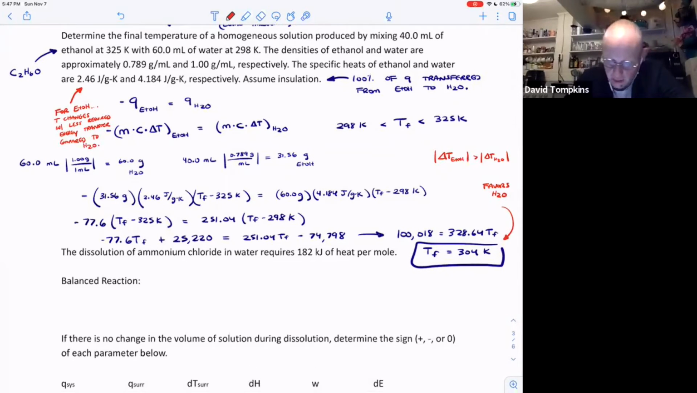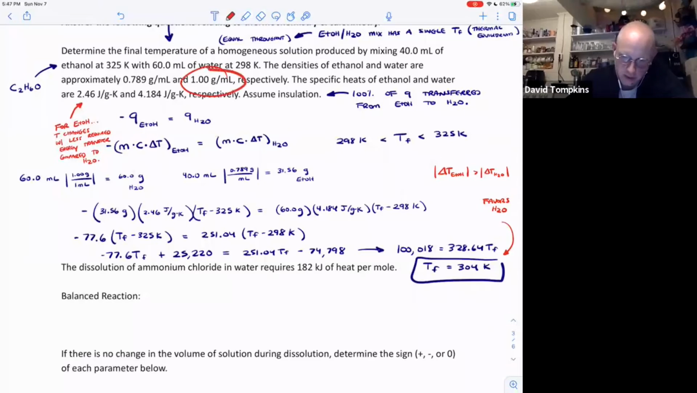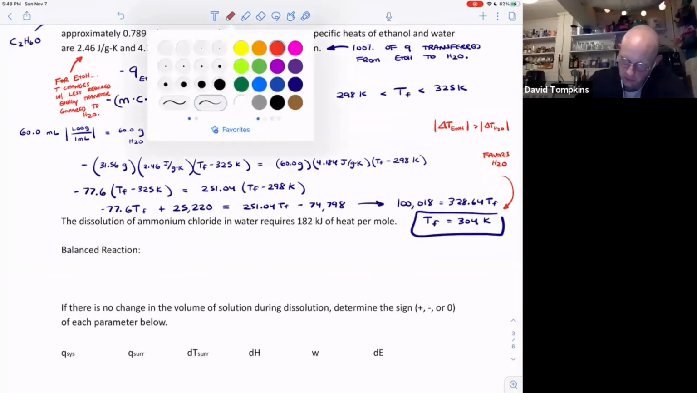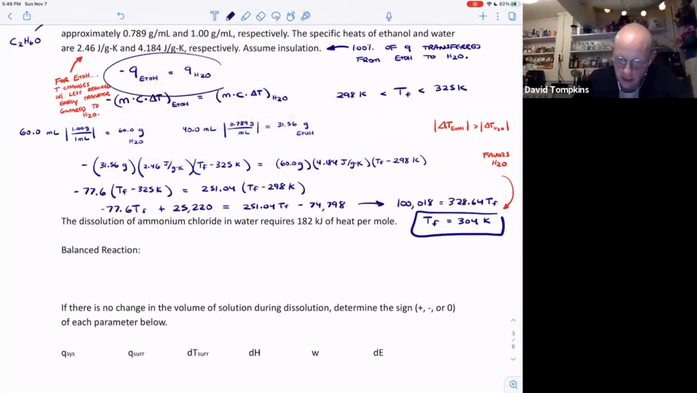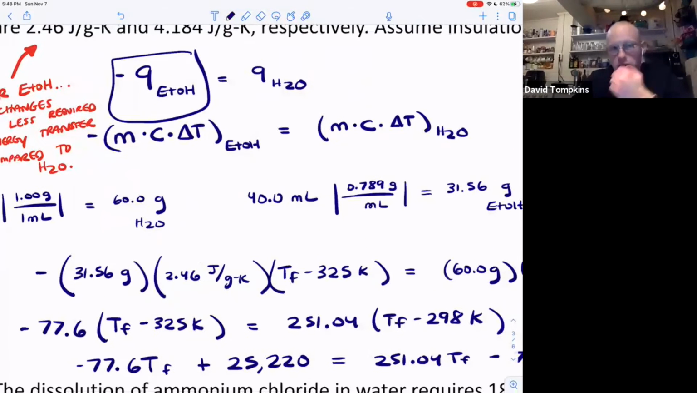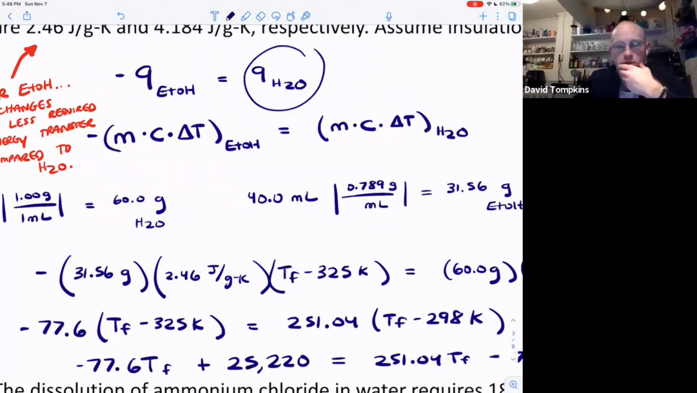The other fact was that water is more dense and it was present in a larger amount. So there's more water to go around, and therefore, on average, water's temperature is going to change less. So 304 Kelvin is your final temperature. Be really careful about the negative signs here, right? The one that's at a higher temperature should release heat. That should be negative. And the one at a lower temperature initially should be positive. It will absorb heat.